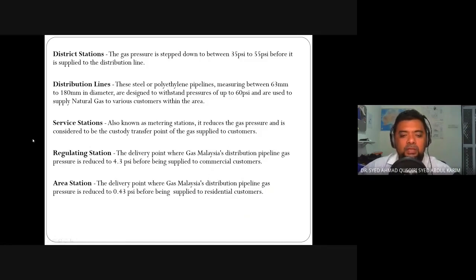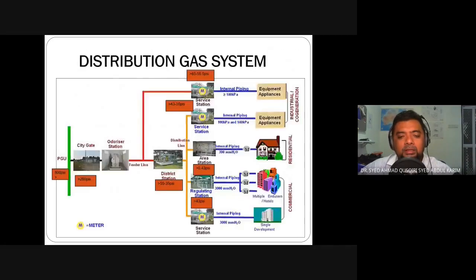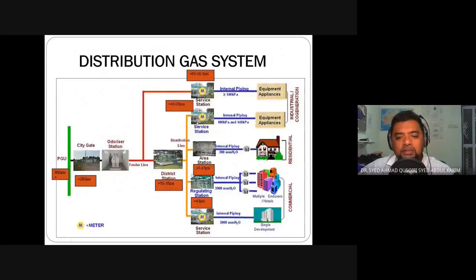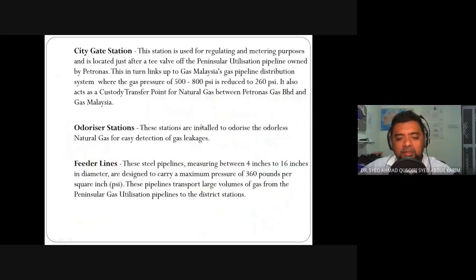Service stations, also known as metering stations, further reduce the gas pressure, and are considered the custody transfer point of the gas supplied to customers. The regulating station is the delivery point where the Gas Malaysia distribution pipeline gas pressure is reduced to 4.3, so 4.3 is very low, before being supplied to commercial customers. So we have the service stations here, and the regulating station is here.